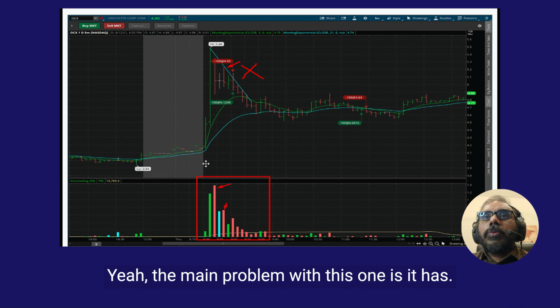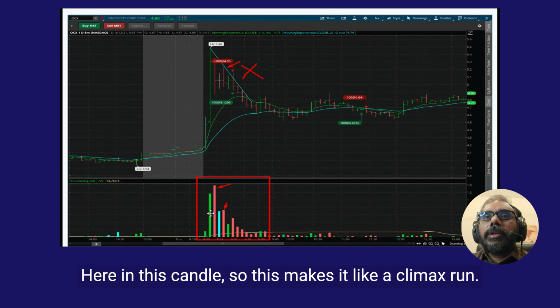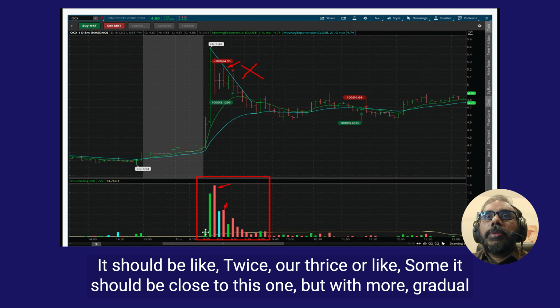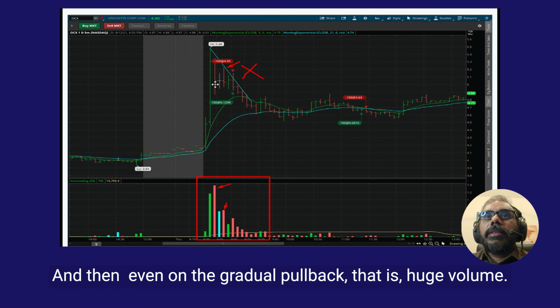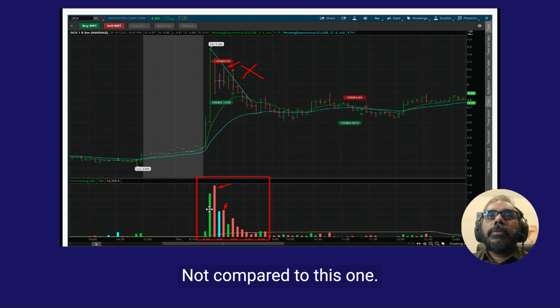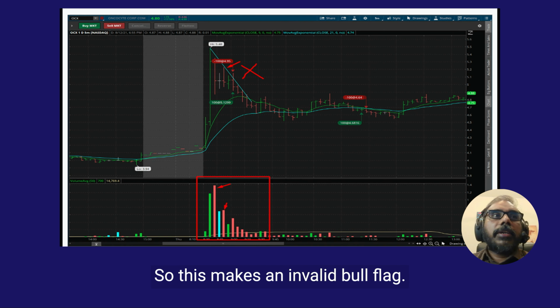Here, the main problem with this one is the volume should be gradual. It shouldn't be like this, with 10 times more volume in this candle. So this makes a climax run. It should be twice or thrice, or close to this one, but with a more gradual increase, not a sudden increase like this. That's one problem. And even in the gradual pullback, there is huge volume compared to this one, and the price is struggling. So this makes an invalid bull flag.